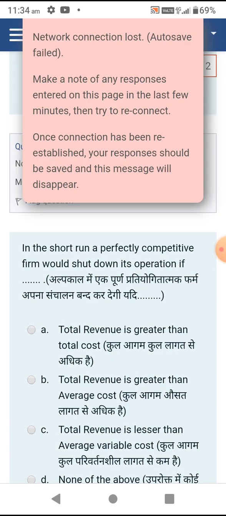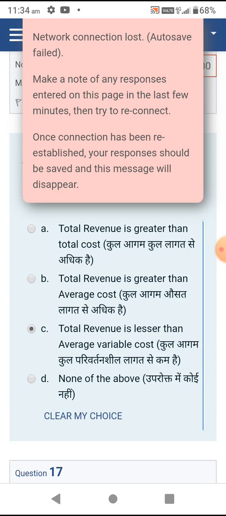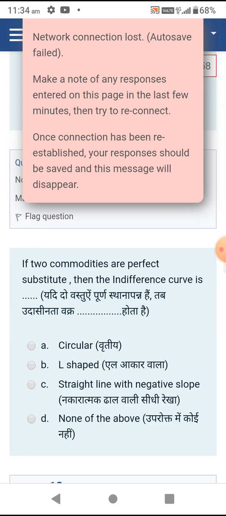In the short run, a perfectly competitive firm would shut down its operation if: total revenue is greater than total cost, total revenue is greater than average cost, total revenue is lesser than average variable cost, none of the above. If two commodities are perfect substitutes, then the indifference curve is circular, L-shaped, straight line with negative slope, none of the above.